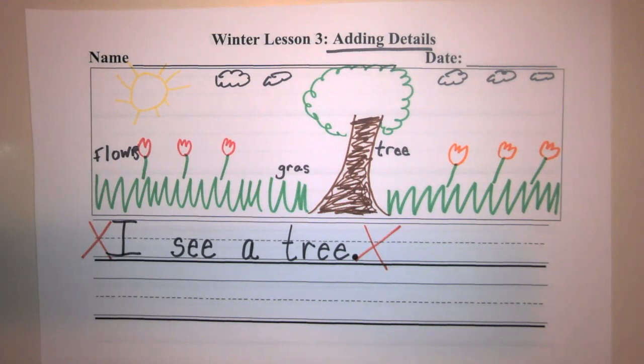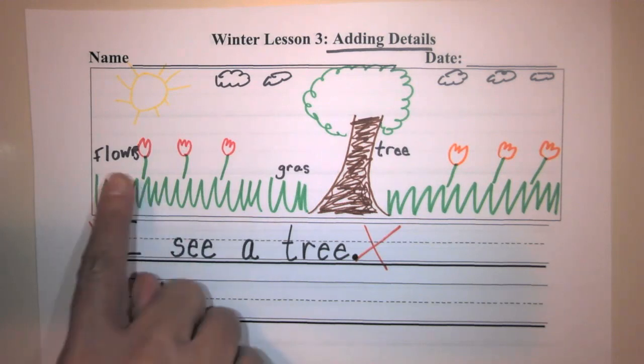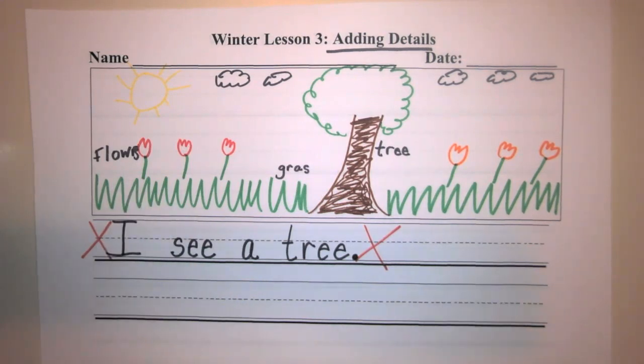So here I go. How can I add more details to my sentence? So if I don't just see a tree, maybe I could say I see a large tree. That's adding details because I'm talking about how big the tree is. I could say that it's large, or I could say that it's big. Or I could even add more details because I drew flowers in my story. I could say, I see a large tree and flowers.